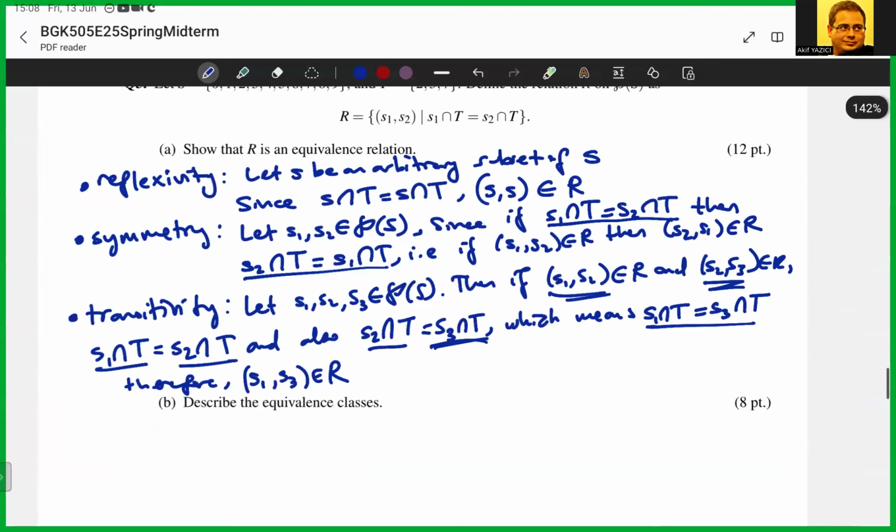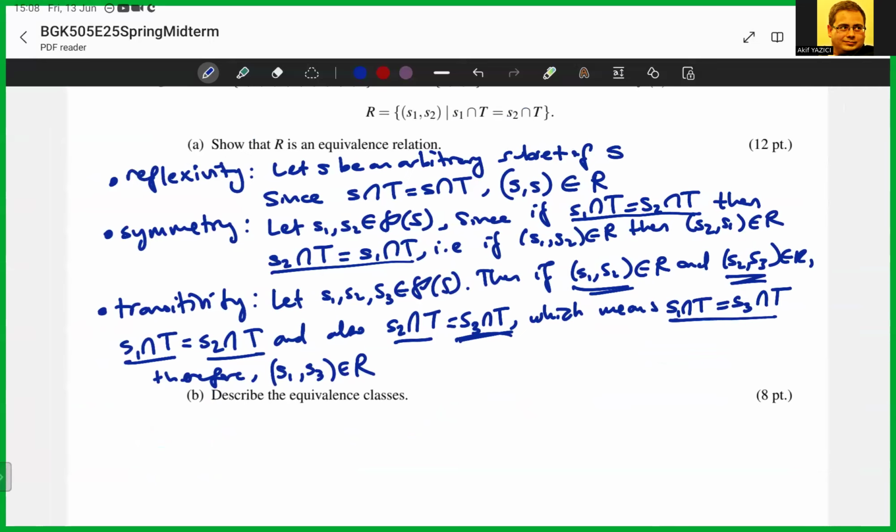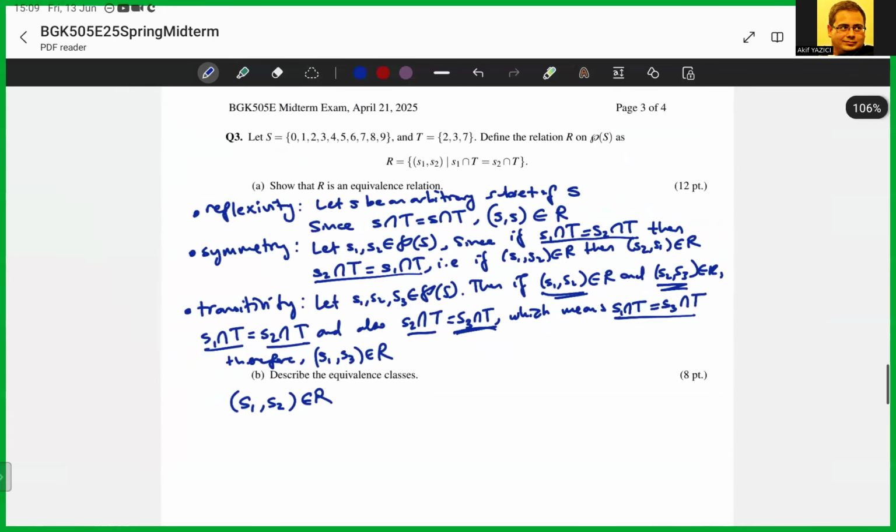In part B, we would like to describe the equivalence classes. Remember, every equivalence relation partitions the domain into equivalence classes. Now, what would they look like in this case? Describe the equivalence classes. So if S1 and S2 is in the relation, then that means their intersections with set T are the same. And as I said earlier, if S1, for instance, has 2, it will appear in the intersection of S1 and T.